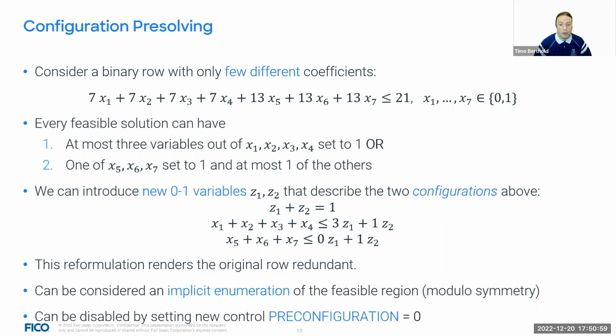Consider our example here. We only have 2 different coefficients, 7 and 13, but each of them a couple of times. There is only 2 fundamentally different ways to fulfill these constraints. Either set up to 3 of the 7 variables to 1, or set 1 certain variable to 1, and at most one of the others. So we then introduce a variable set 1 that represents the first configuration, and a variable set 2 that encodes the second one, enforcing that exactly one of them is chosen and ensuring that the right number of variable choices is allowed. So the second set of inequalities can then replace the first one.